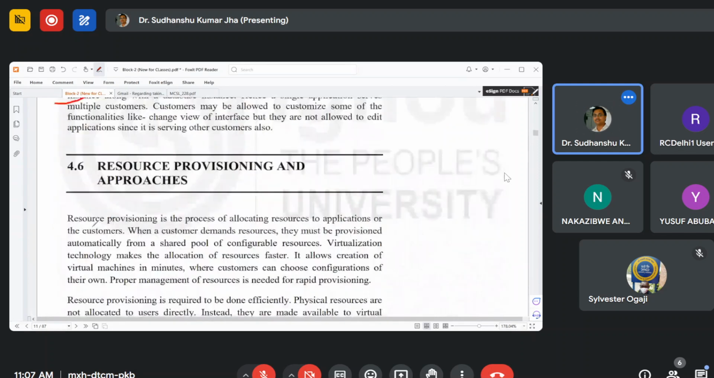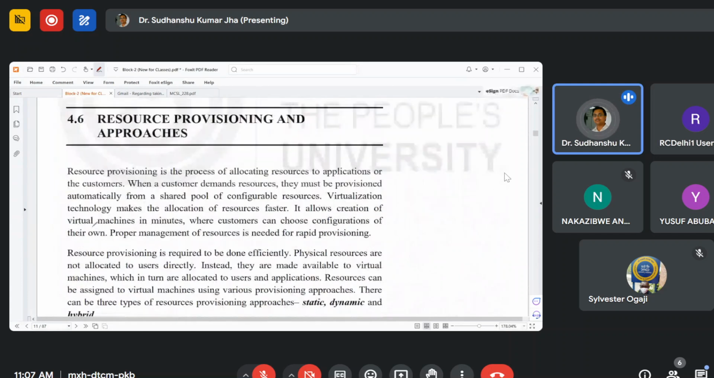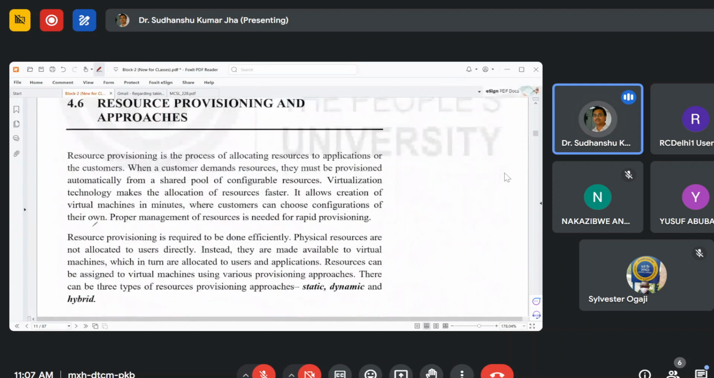Now let us come to another topic, resource provisioning technology. We have seen that we have a resource pool in cloud computing. We have very high storage, and a number of applications. In the resource pool, we have a number of resources and replicas of the resources. So that is the resource pool.